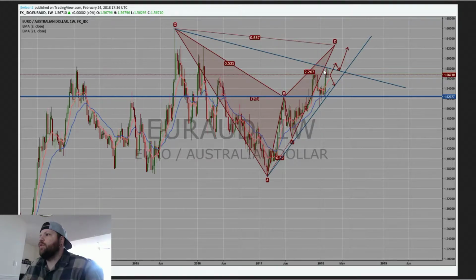So we're waiting for either continuation of this bullish engulfing candle that we have right here, or a retest of this trend line over here, whichever one comes first. If we do get bullish momentum this week, then we should see a break of this trend line drawn and a retest before completing this bat pattern.